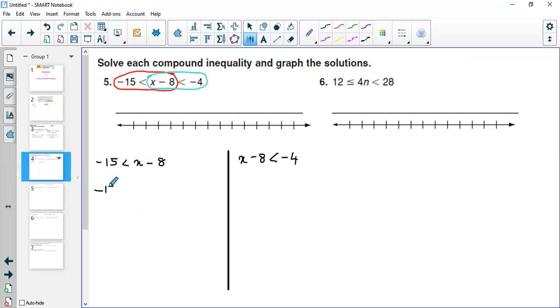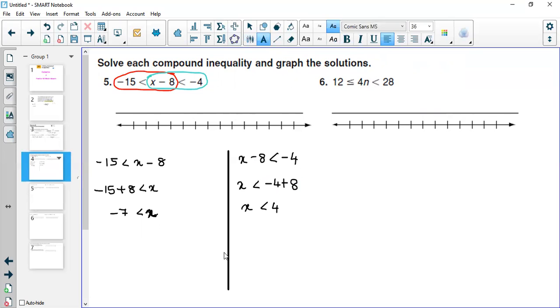Let me solve this. This is going to be negative 15 plus 8 is less than x, which means negative 7 is less than x. So one of the inequalities we have is negative 7 is less than x. Let's move to the next inequality. Here we have x is less than negative 4 plus 8, which means x is less than 4.